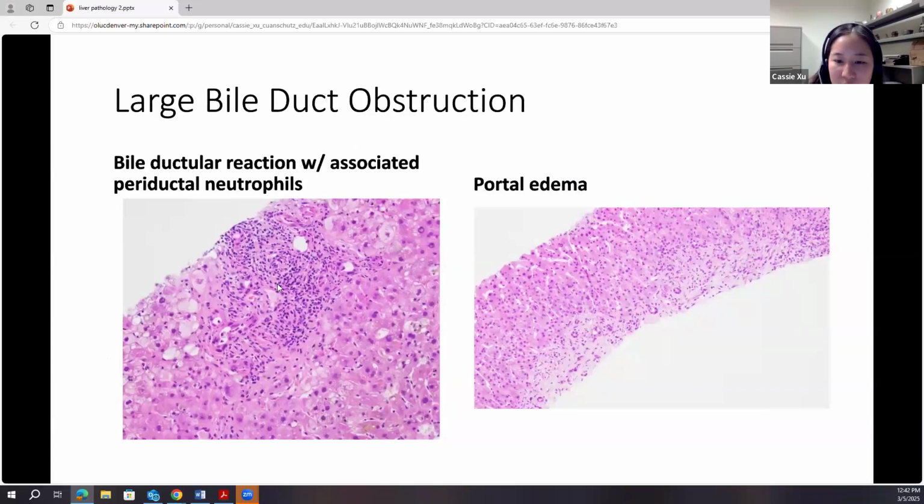This is what I mean by bile ductular reaction. You have these small duct profiles, usually on the edges of the portal tracts. Typically, you'll have a normal native bile duct in the middle that tends to be a little larger. With this bile ductular reaction, we often see periductal neutrophils, so a lot of neutrophilic inflammation around these small bile duct profiles. Again, this finding is not entirely specific either. The other finding is portal edema. Instead of the portal tract being nice and condensed, you can see whitish spaces expanding the collagen within the portal tract.